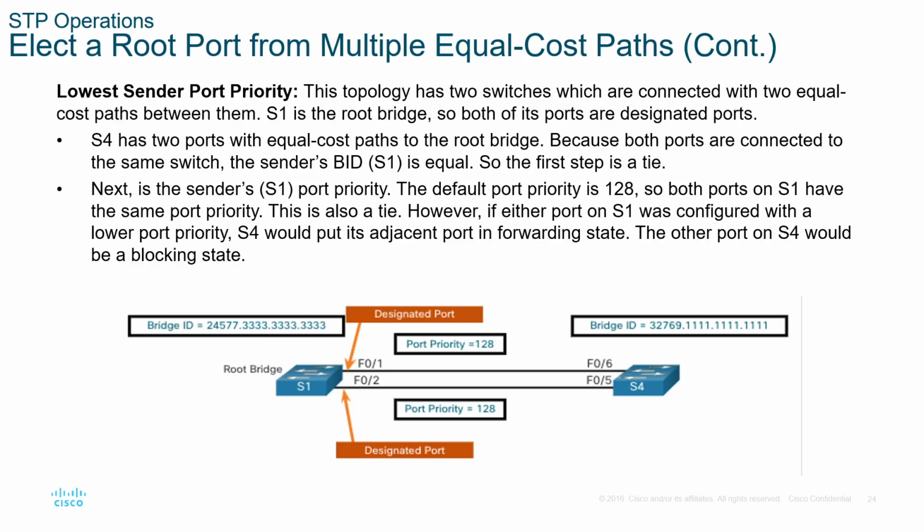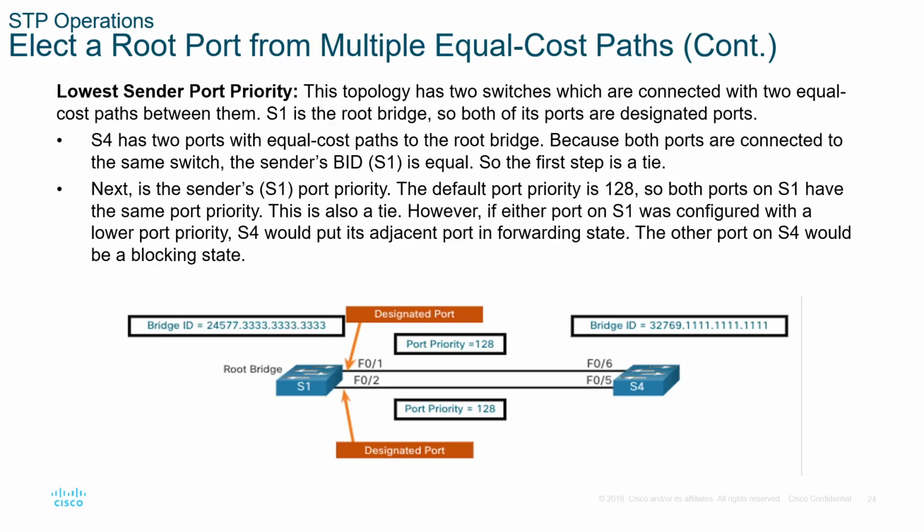S1 is the root bridge, so both of its ports are designated ports. S4 has 2 ports with equal cost paths to the root bridge. Because both ports are connected to the same switch, the sender's bridge ID is equal. So the first step is a tie.